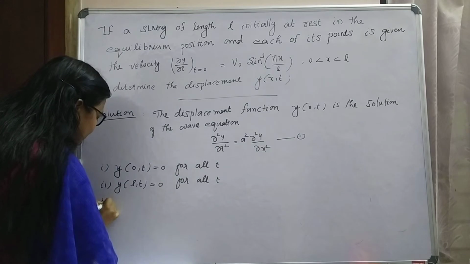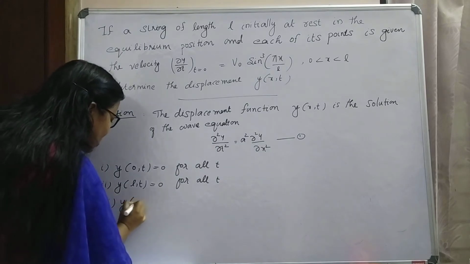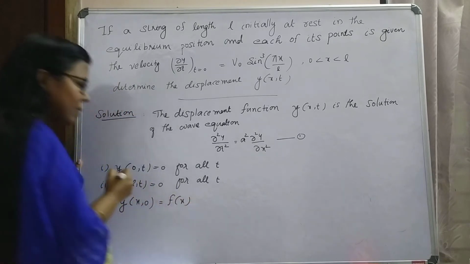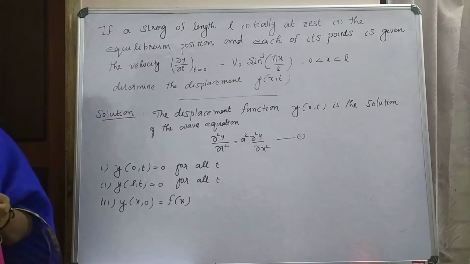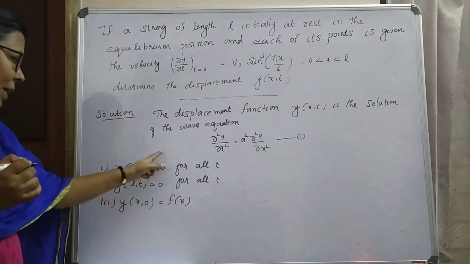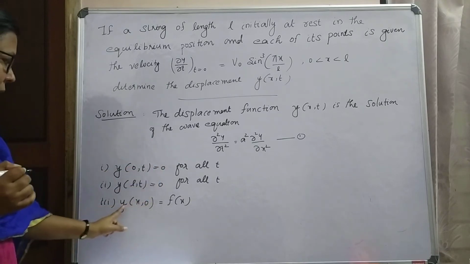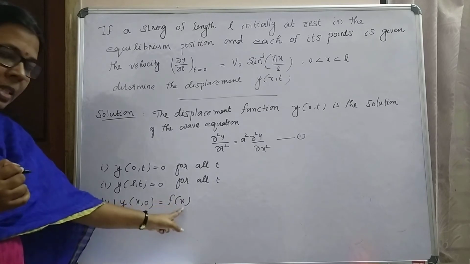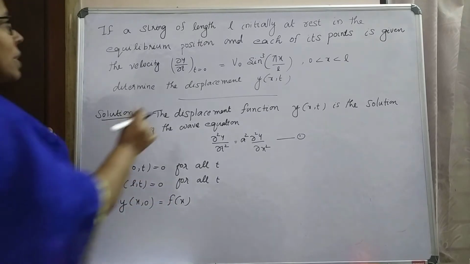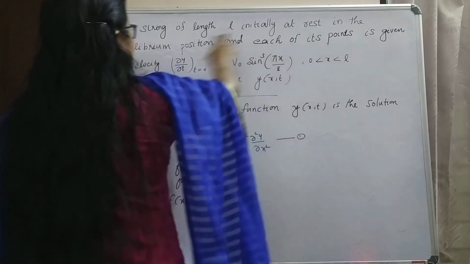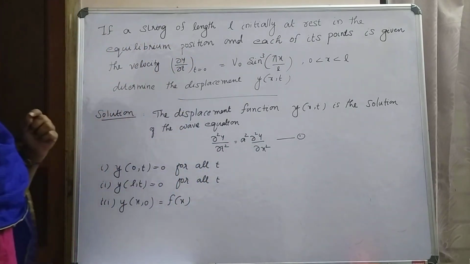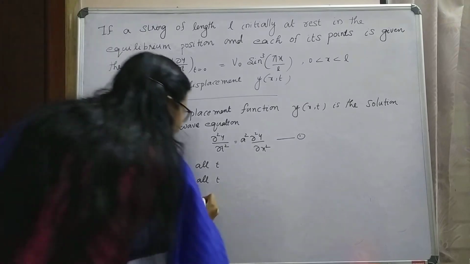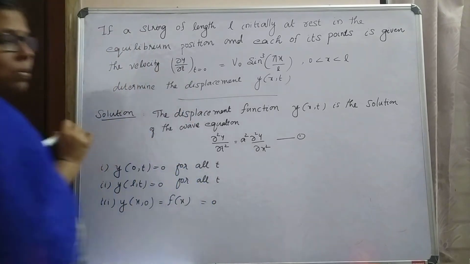Third boundary condition is y of x comma 0, that is the initial deflection f of x. Initial deflection or initial displacement f of x. At time 0, the displacement y of x comma 0 is the initial deflection. In the question itself it is given that it is initially at rest in the equilibrium position, which means initial deflection or initial displacement is 0. Here f of x is given as 0.